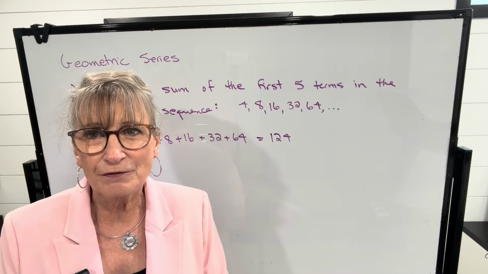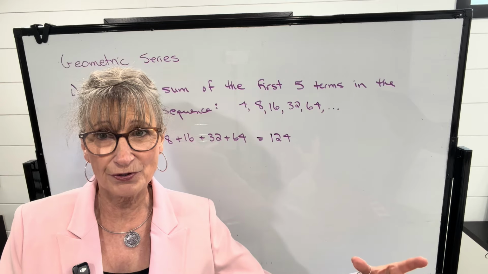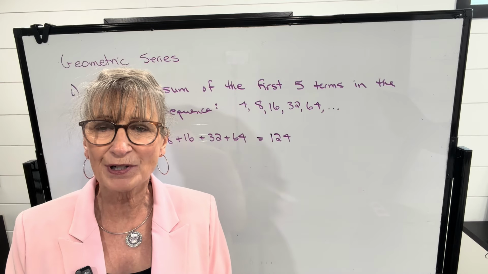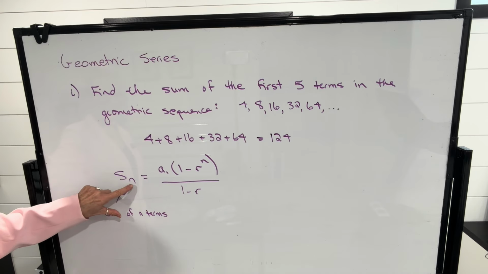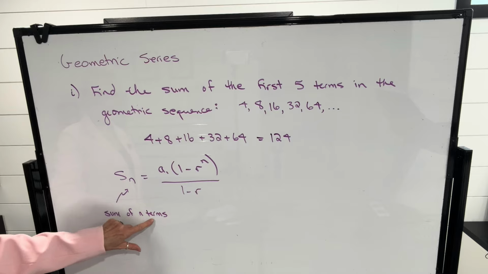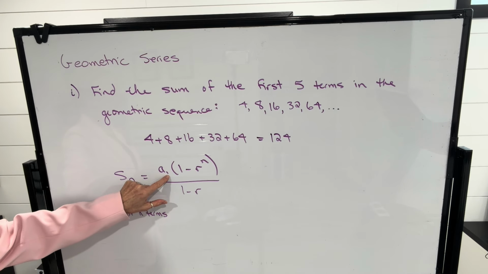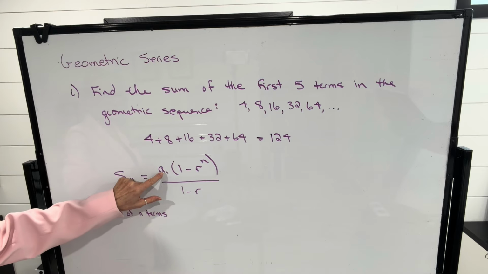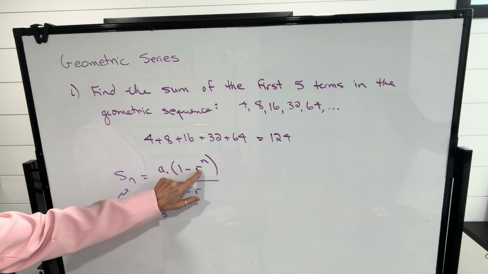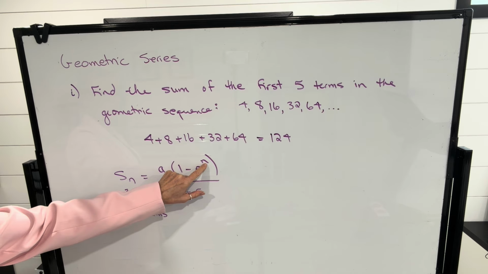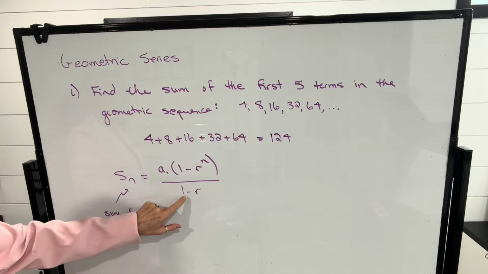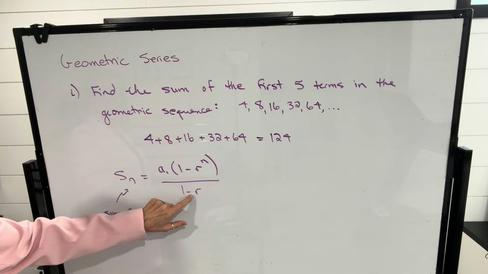That's not going to be very efficient when we're finding sums of larger numbers of terms. So let's take a look at the formula that we can use instead. The formula looks like this. S sub n represents the sum of n terms. It will be equal to a sub 1, which we've already talked about. That's the value of the first term, times 1 minus r, which represents the common ratio for a geometric series or sequence, to the exponent of n, where n represents the number of terms, divided by 1 minus r.